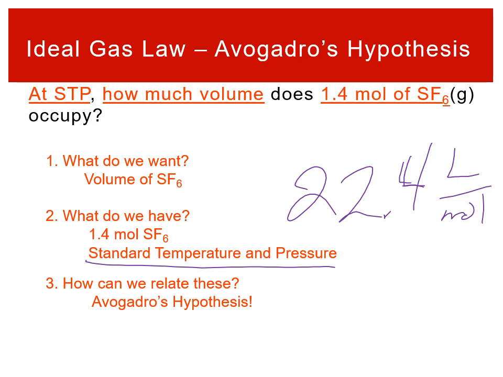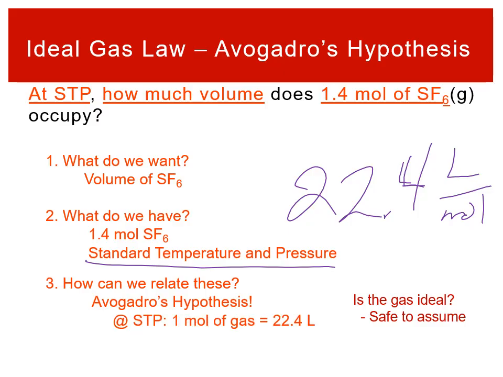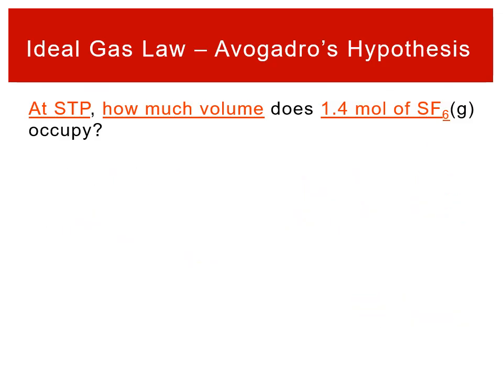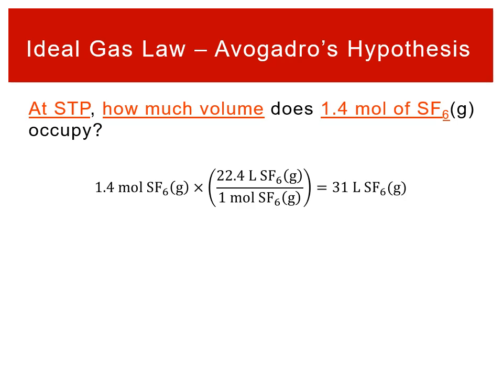So that 22.4 is Avogadro's hypothesis. It does depend on the gas being ideal, but we're just going to assume it is. Whenever you are given a gas, just assume it's ideal. There's no reason not to assume that it's ideal. So 1 mole of gas is 22.4 liters. That's only at STP, it should be noted, but you'll do a participation problem where, if you change the conditions, you just change the molar volume and you can use that molar volume under those conditions.